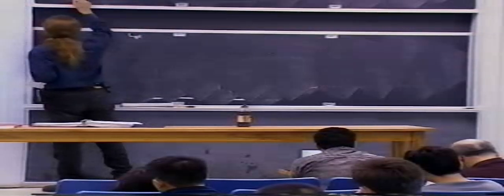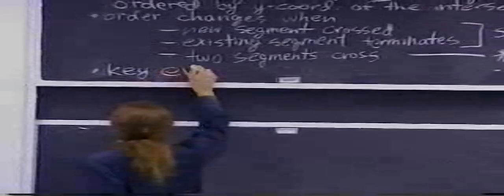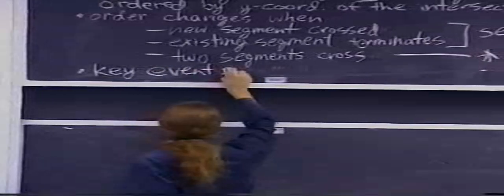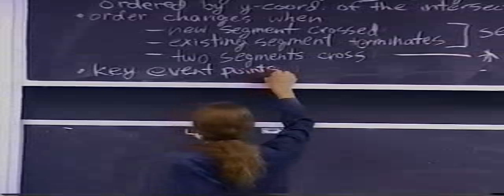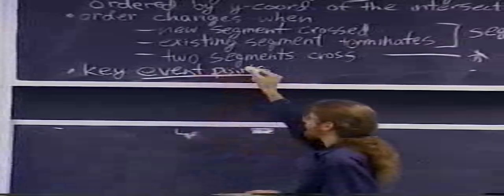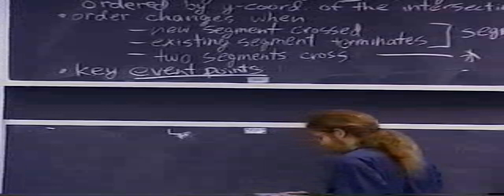So here's the idea. The key endpoints, the key events that I care about, are called event points, meaning event points in time, not points in space.